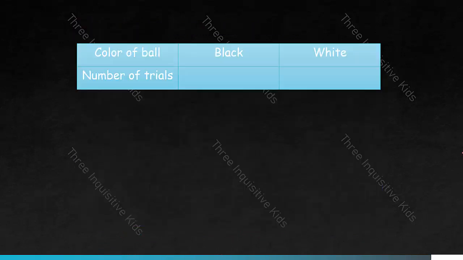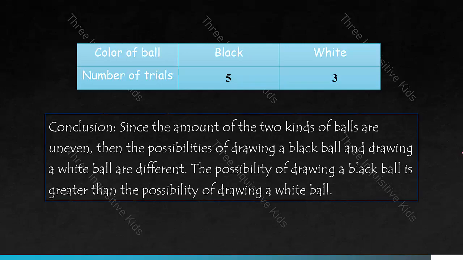So let's say we've been experimenting and we've been taking multiple trials. 5 times we've drawn out a black ball, and 3 times we've drawn out a white ball. Since the amounts of the two kinds of balls are uneven, the possibilities of drawing a black ball and drawing a white ball are different. So the possibility of drawing a black ball is greater than drawing a white ball.